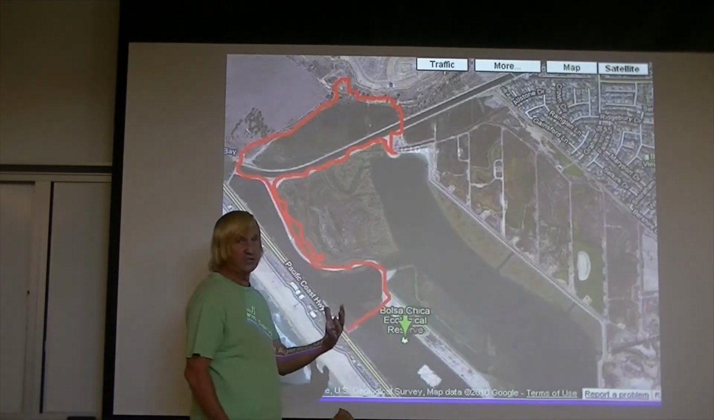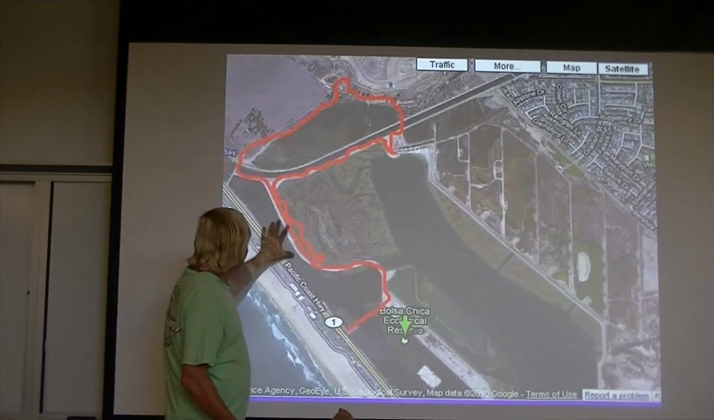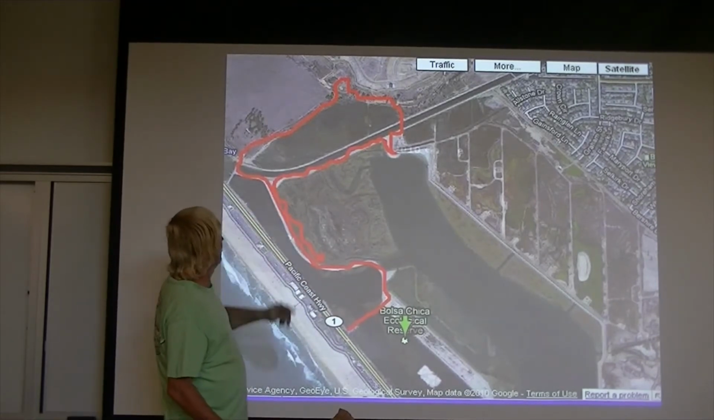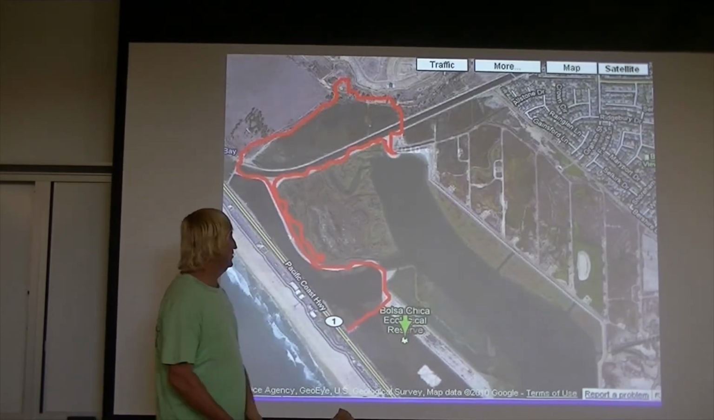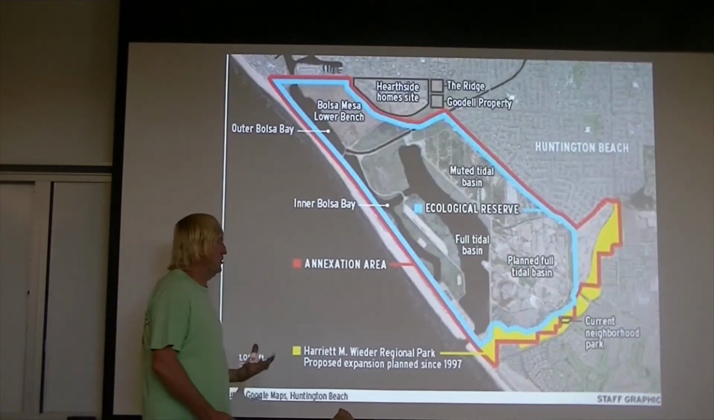And so the area that is set aside for conservation is this little area in the red right here. And this is part of the Bolsa Chica Ecological Preserve. One of the entrances is right off of Warner, and the other one is right off the Pacific Coast Highway. So this is, like I said, a unique area.